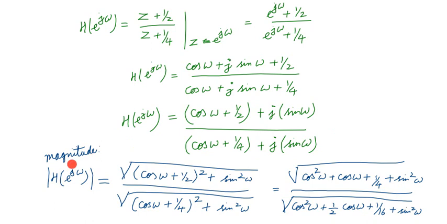For a frequency response, we have magnitude and phase angle. What is the magnitude? The square root of real part square plus imaginary part square. The real part is cos omega plus 1 by 2, whole square, plus sin square omega, divided by cos omega plus 1 by 4, whole square, plus sin square omega. I can expand these a plus b whole squares, and similarly expand the denominator term. First I'm doing the magnitude. Just like for a complex number z, the magnitude is the square root of real part square plus imaginary part square.